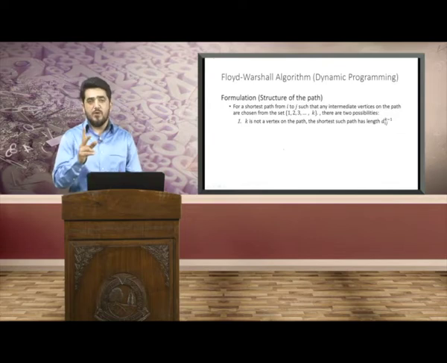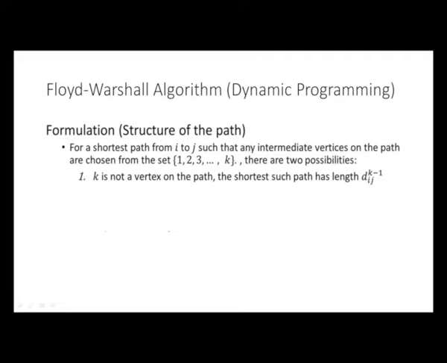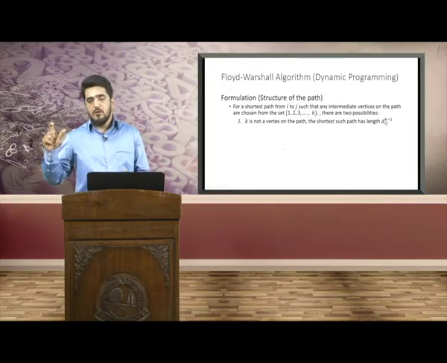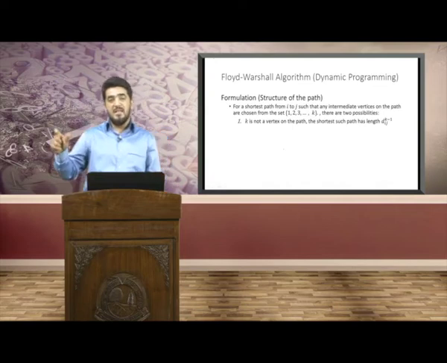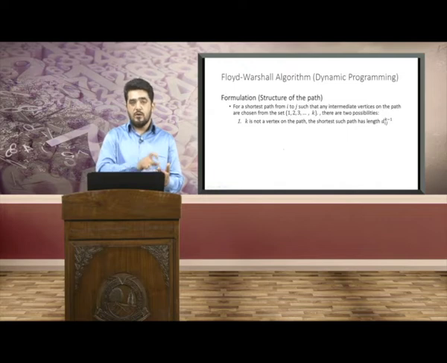Now, there are two possibilities whenever we talk about a pair of nodes i and j and we want to find a shortest path from i to j. There is a possibility that none of the nodes belonging to the intermediate set exists on the path between i and j, or from i to j.